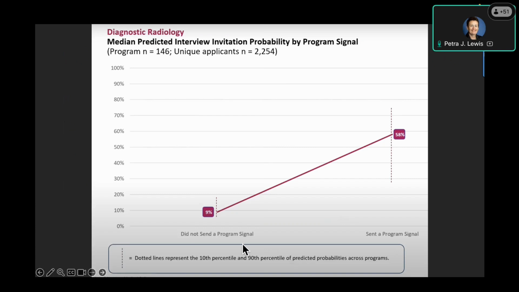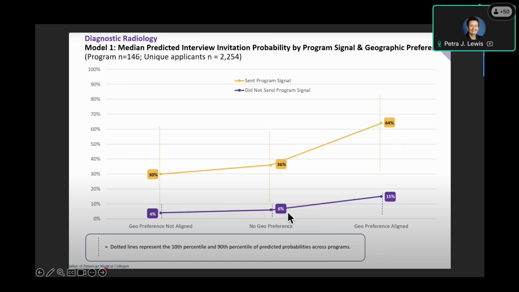Here's another thing that they had. This was the predicted interview probability by program signal. If you didn't send a signal, you had a 9% chance of being interviewed in DR, versus 58% if you sent a program signal. This is where your geographical preference was not aligned with your signaling. Here you sent a signal, however, you said you wanted to be in some other area of the country, so you had a pretty low chance of getting an interview.